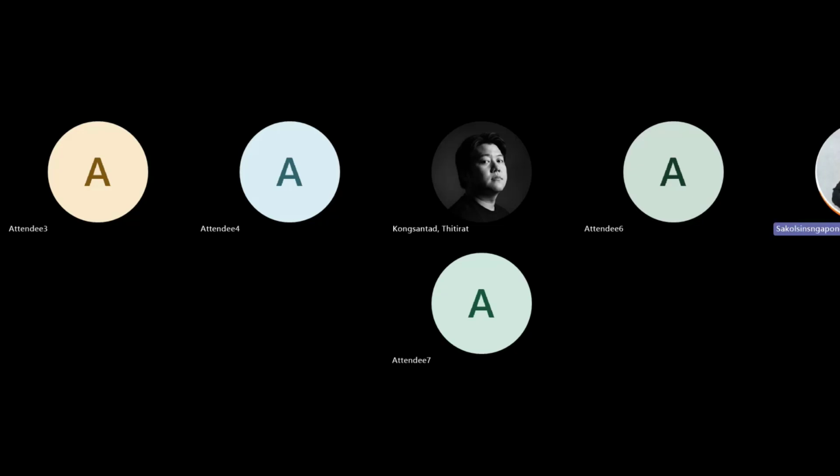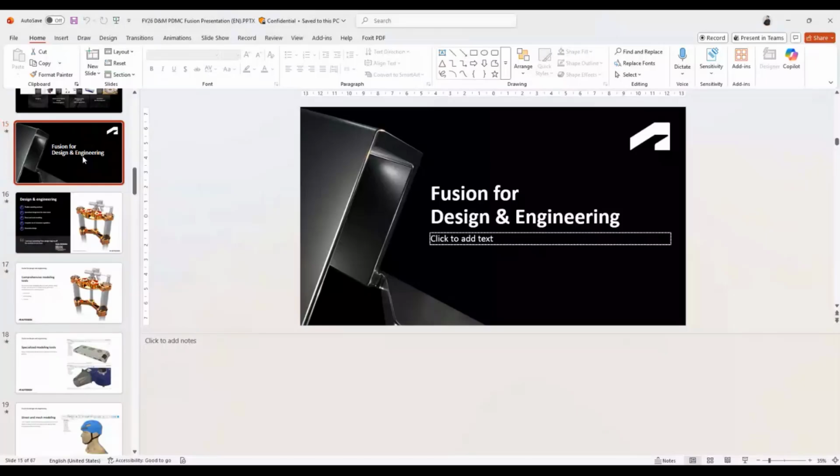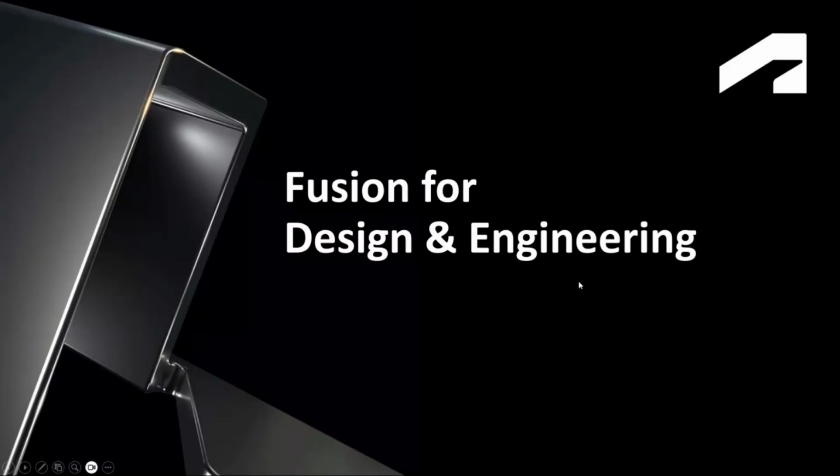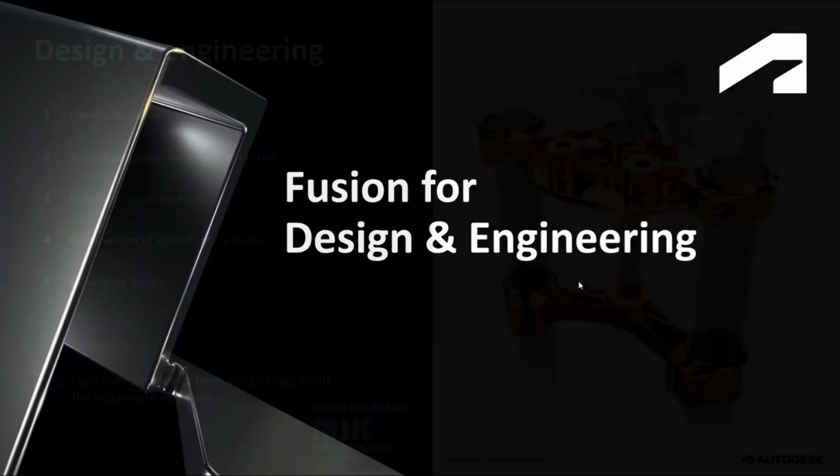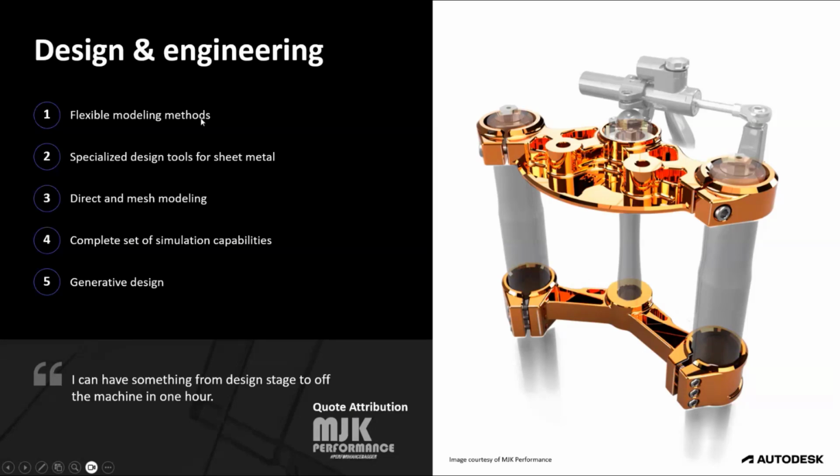Here, this one. Design for this Fusion for design and engineering. We have 5 functions: flexible modeling methods, specialized design tools for sheet metal, direct and mesh modeling, a complete set of simulation capabilities, and generative design.